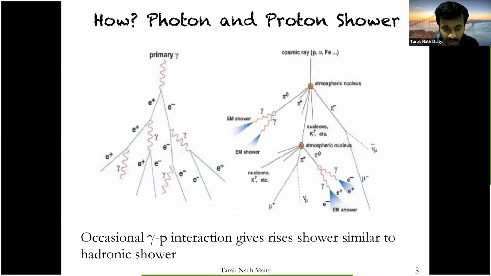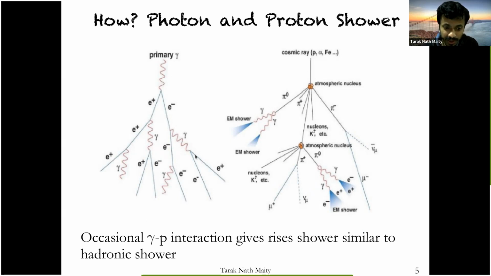Now, coming back to the question of how it differentiates between gamma ray showers and cosmic ray showers. In the left panel, I show the shower that would be induced by a primary gamma ray, and in the right panel, I show the schematic figure for the same for a cosmic ray.